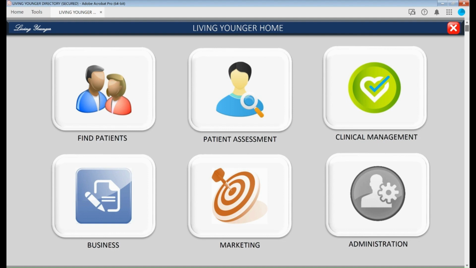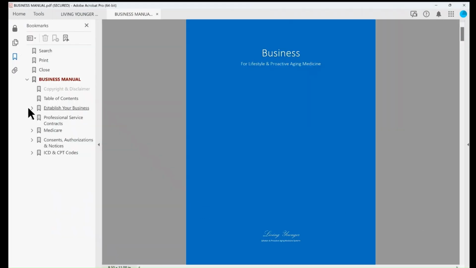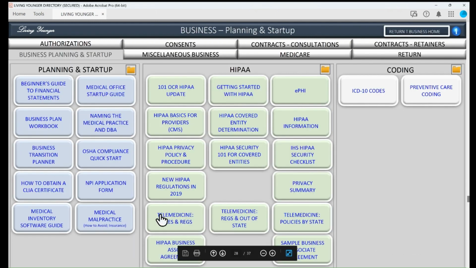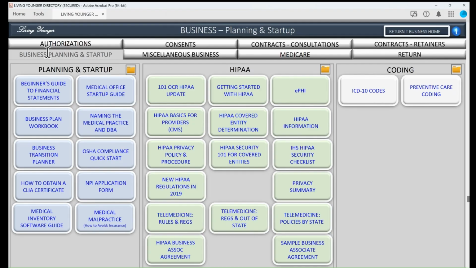This tutorial covers the business directory of the Living Younger Lifestyle Medicine System. From the Living Younger home directory, click Business. The business manual offers a wealth of instructions on establishing your practice as well as contracts, etc. And for practices that are startup and transitional, there are all the tools that you need: checklists, timelines, documents, forms, etc.